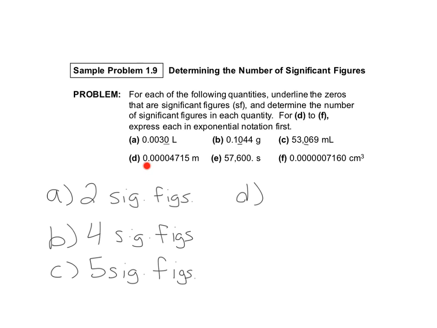So I'm starting over here to the left, and I'm going to go to the right until I get to the first non-zero number. And there it is, 1, 2, 3, 4. I've got 4 significant figures, and no zeros are significant, so I'm not going to underline any of those. So 4 sig figs. And now I'm going to write this thing in scientific notation.